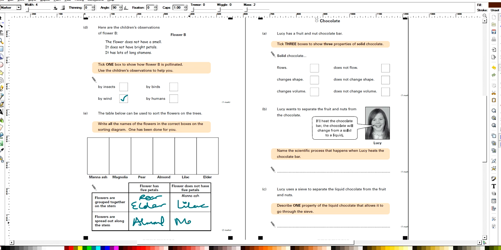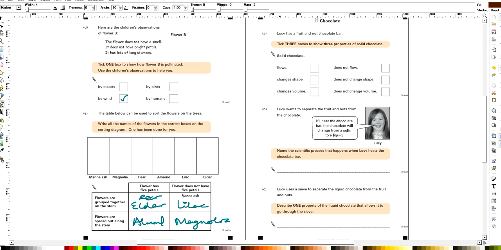What's the one for elder? Magnolia goes there. Magnolia sounds like paint that you buy. Almond. Badam. I like badam. Especially salty badam. What about Mana Ash? Mana Ash is already written. This is chocolate. Okay. You calm down, please. So excited by reading it.